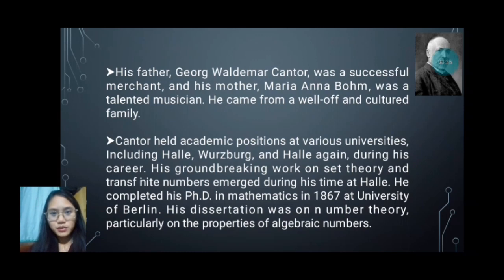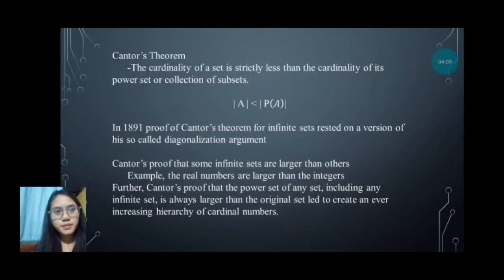Cantor held academic positions at various universities, including Halle, during his career. His groundbreaking work on set theory and the transfinite numbers emerged during this time at Halle. He completed a PhD in mathematics in 1867 at the University of Berlin. His dissertation was on number theory, particularly on the properties of algebraic numbers. So speaking of Cantor's theorem, the cardinality of a set is strictly less than the cardinality of its power set, or collection of subsets.